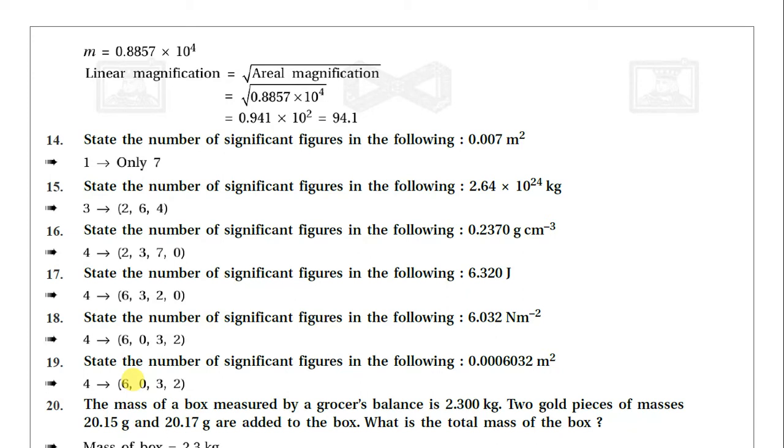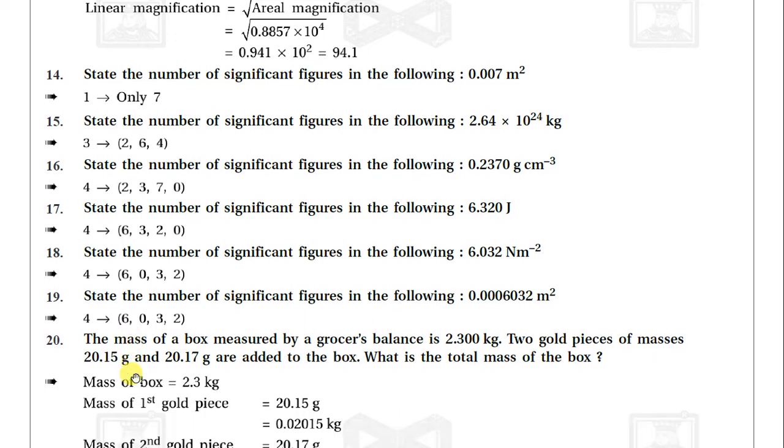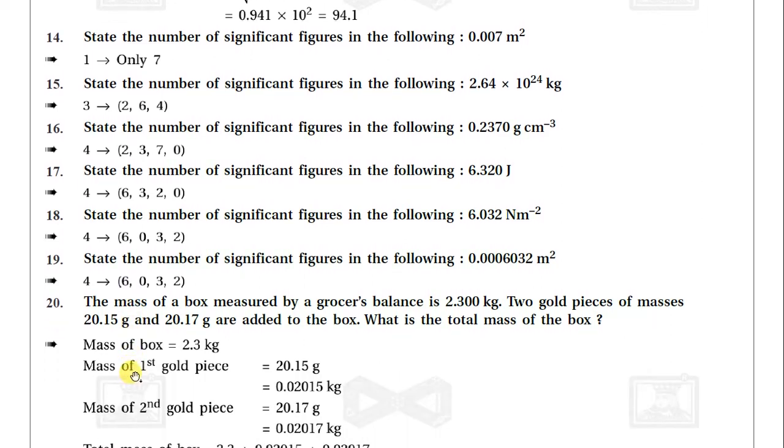See here, state the number of significant figures in the following: 0.07 meter square. Okay, there is only one significant figure. Similarly, we can also find the significant figures in this topic. Okay, in this 14 to 19, there are five sums, so you can solve them by yourself.